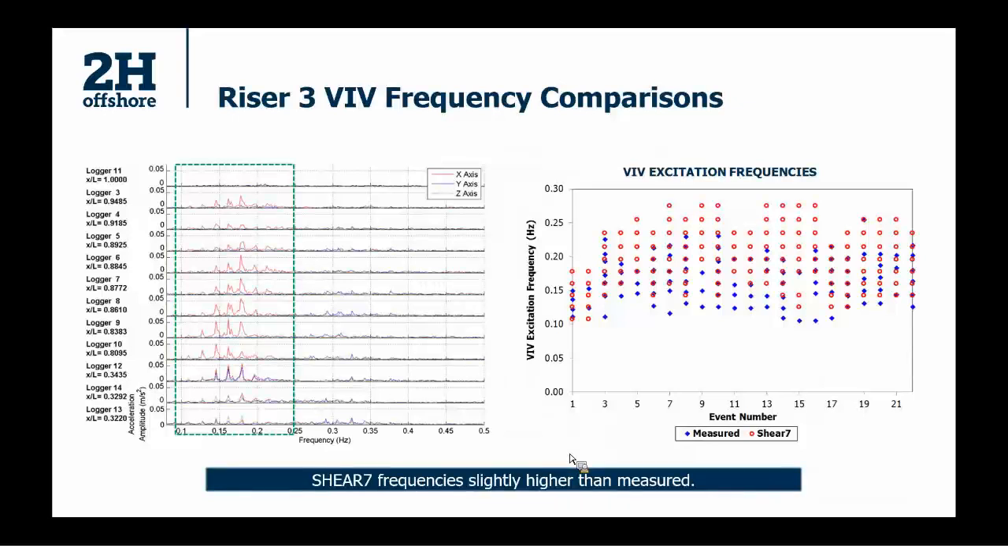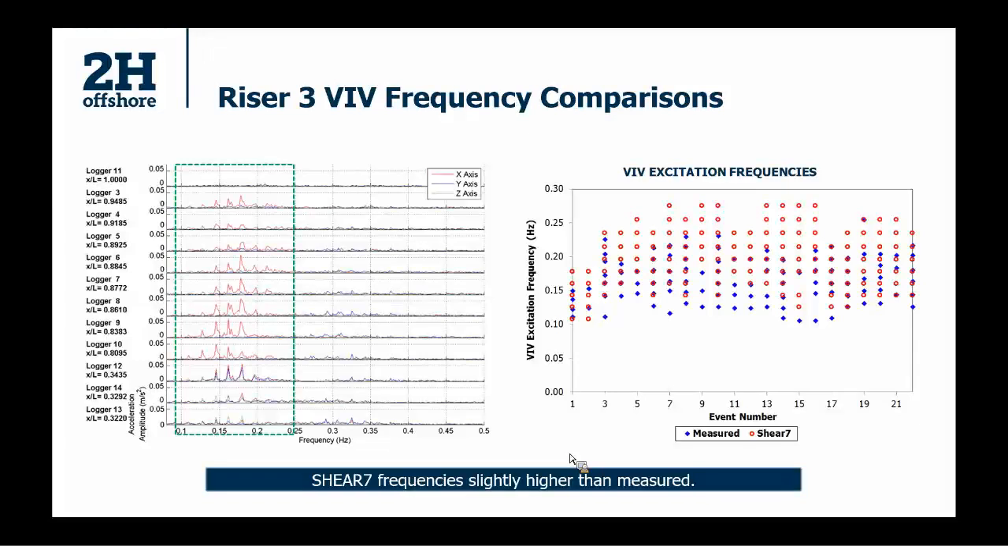VIV comparisons. The plot on the left shows one of the events. I think I showed you a similar plot some time ago for Riser 3. This is just showing you a multi-mode event. And on the right, you can see VIV excitation frequencies versus event number. The event number is just a discrete logging period of 15 minutes.